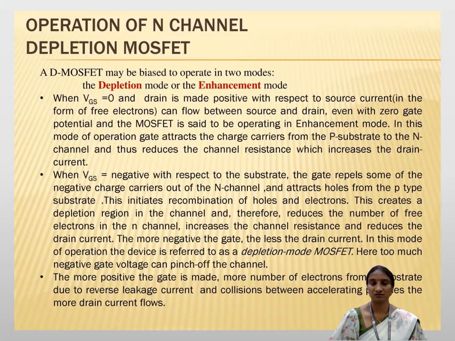If you are going with more negative values of VGS, what happens here? The drain current will be reducing. Too much negative gate voltage can pinch off the channel. If you go with more negative values, the channel will be pinched off, which means the current values will be getting lesser and lesser.